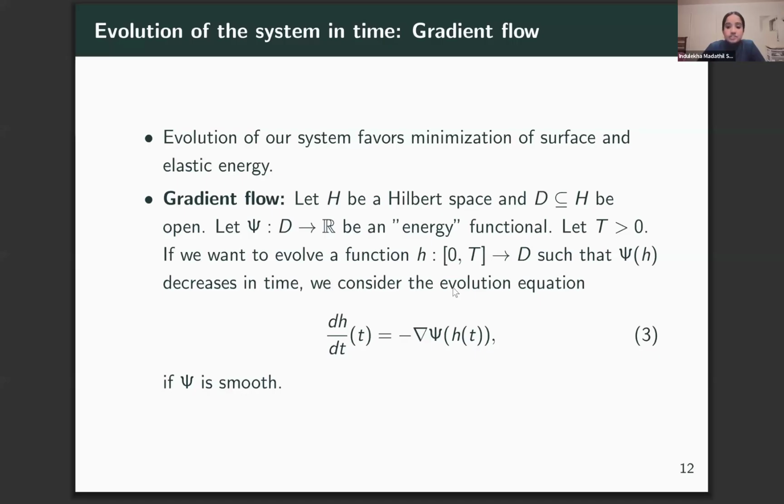So at every point of time, there is minimization of surface and elastic energy that determines the form of the film, the shape of the film. But then the film changes or moves depending on the way manufacturing happens, depending on the dominant factor in the manufacturing process.